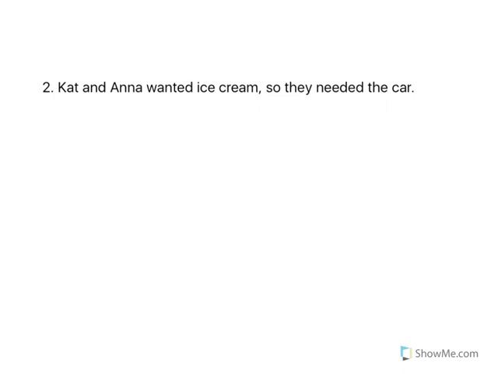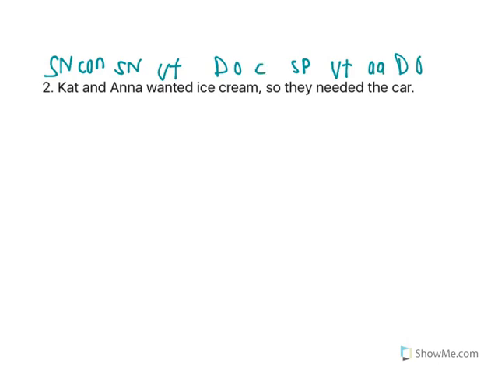So our second sentence says, Kat and Anna wanted ice cream, so they needed the car. So our subject is going to be Kat and Anna, just as before. Wanted, ice cream, verb transitive, and a direct object. And and is going to be our conjunction. So here we have a second half of the sentence. They needed the car. They is going to be our subject pronoun. Needed, car, article adjective, and here we have a conjunction.